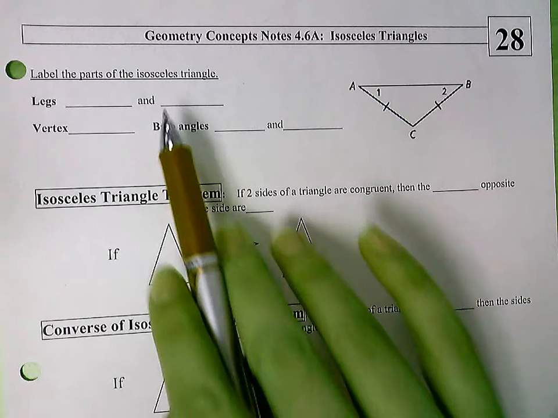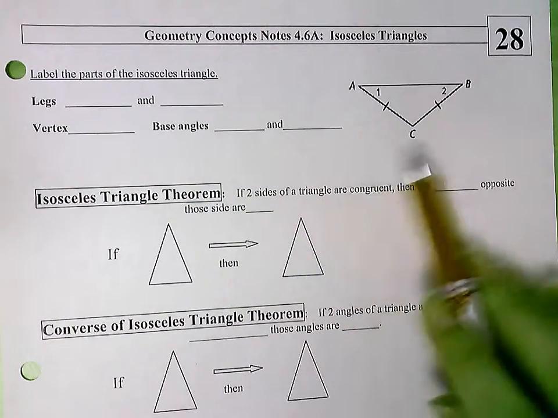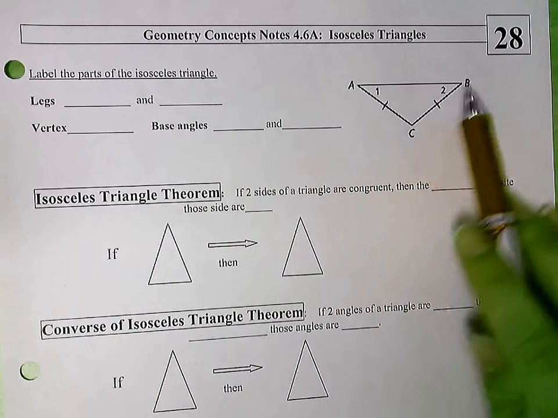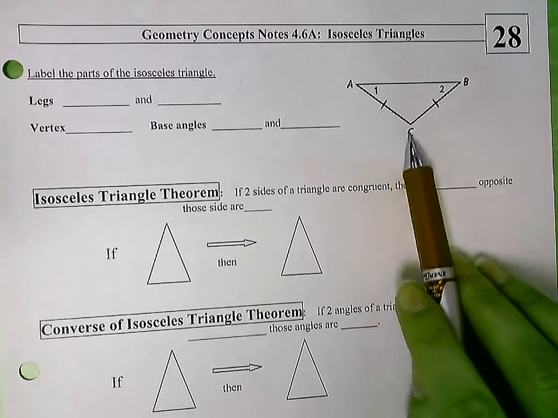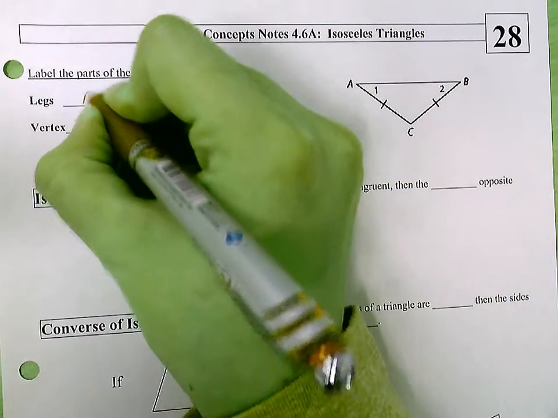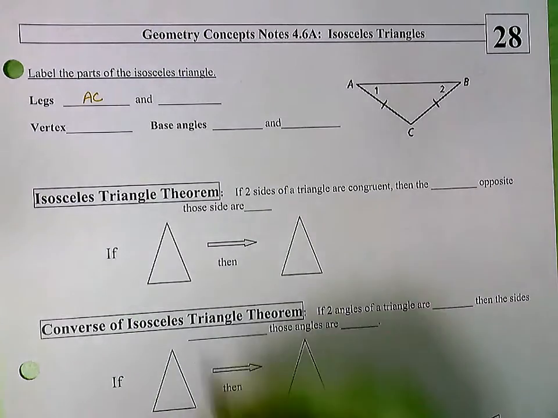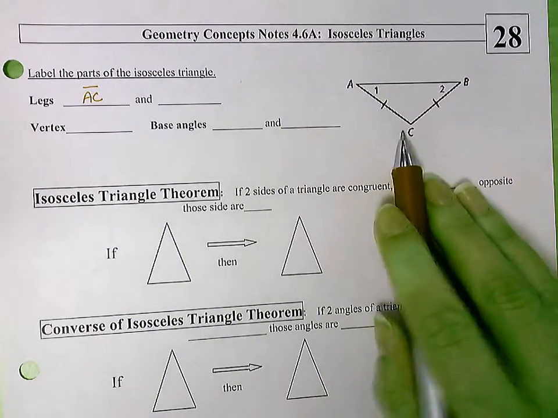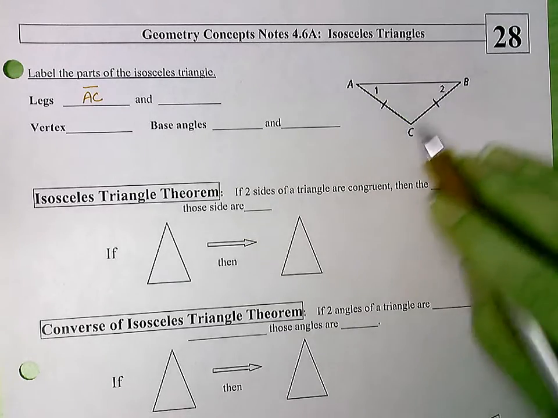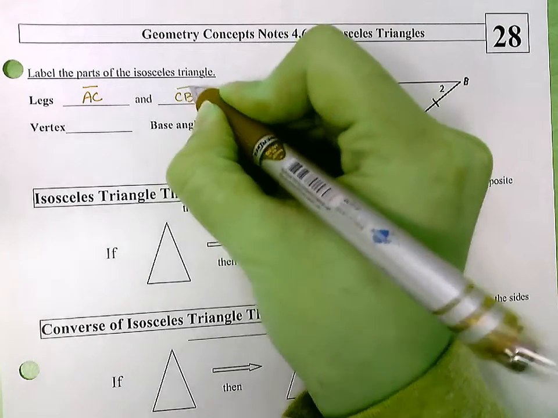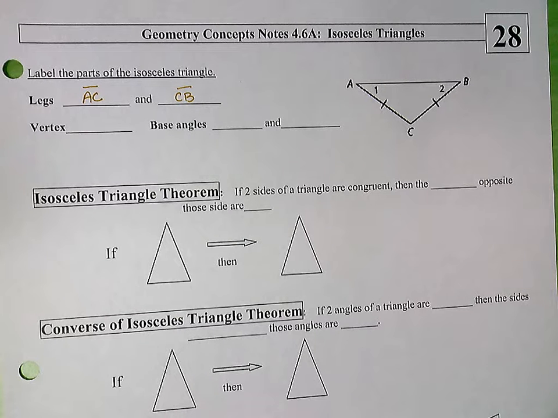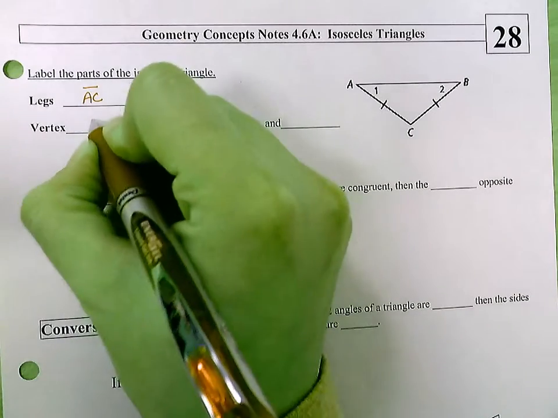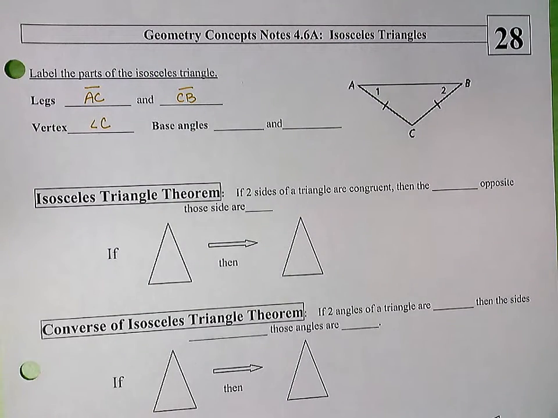So the parts of an isosceles triangle: your legs would be the parts over here that are congruent to each other. So one of your legs would be AC, that segment. The other leg would be CB. So your legs are your two congruent segments in that triangle. The vertex is the angle that is between those two congruent segments. So this would be angle C.